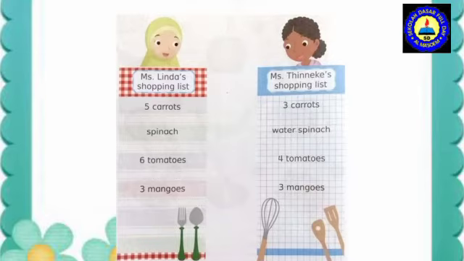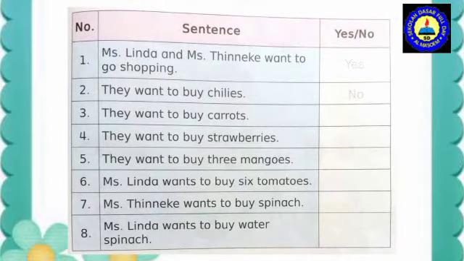Look at Miss Linda's shopping list and Miss Tineke's shopping list. After that, please look at page 139. Read the sentence first and write yes or no. Number 1. Miss Linda and Miss Tineke want to go shopping. Ibu Linda dan Ibu Tineke mau pergi berbelanja. The answer is yes.